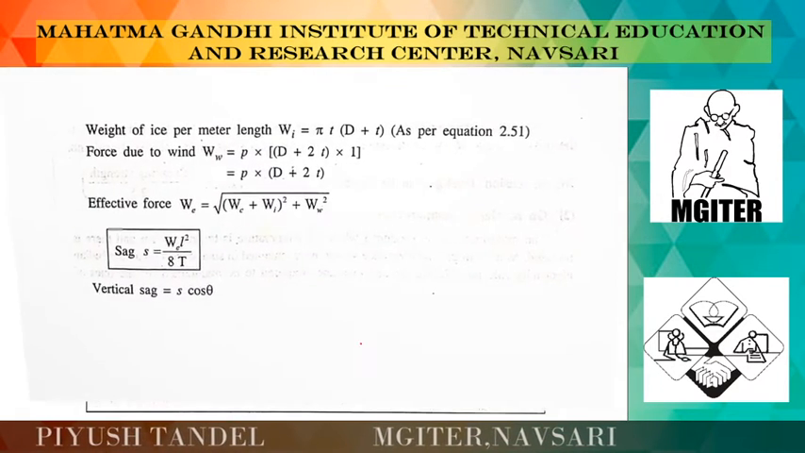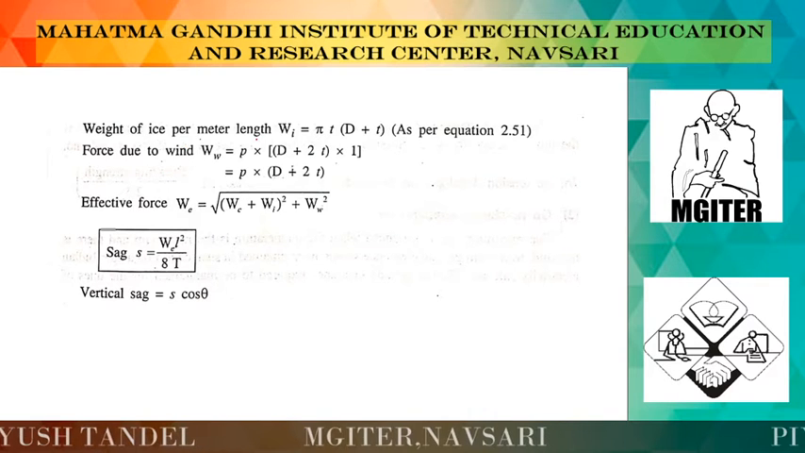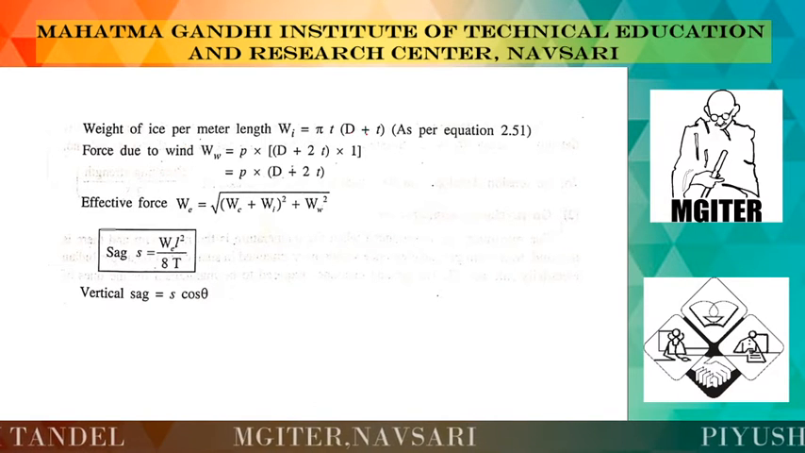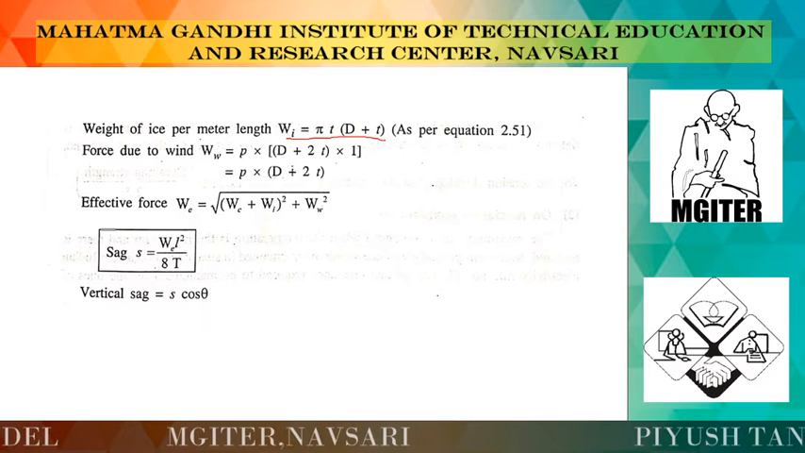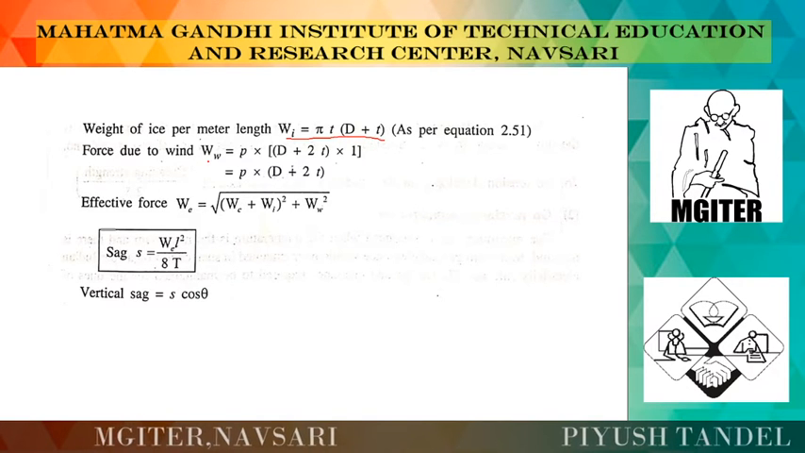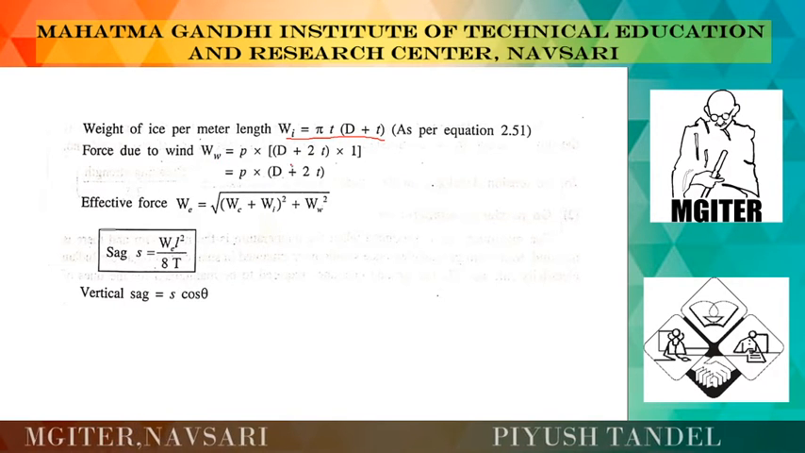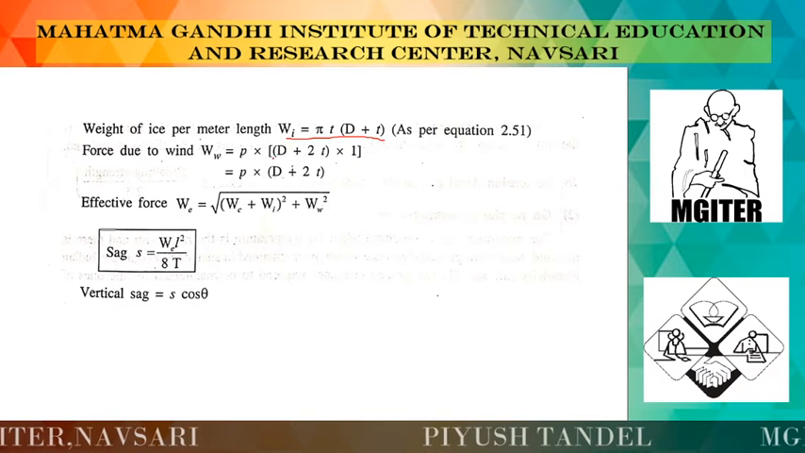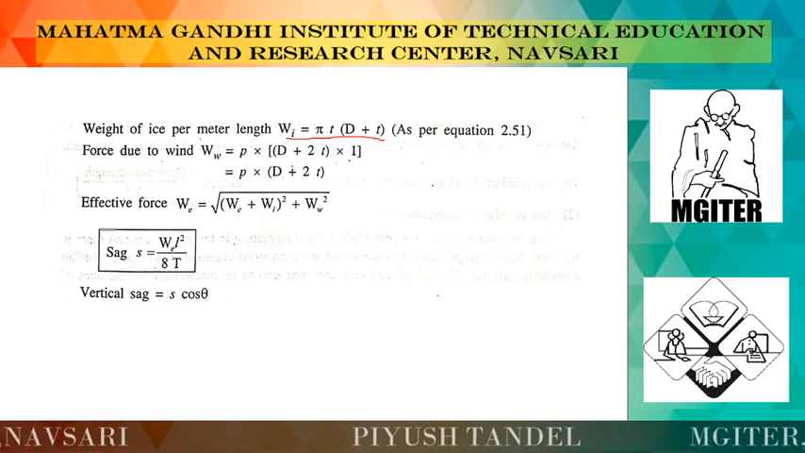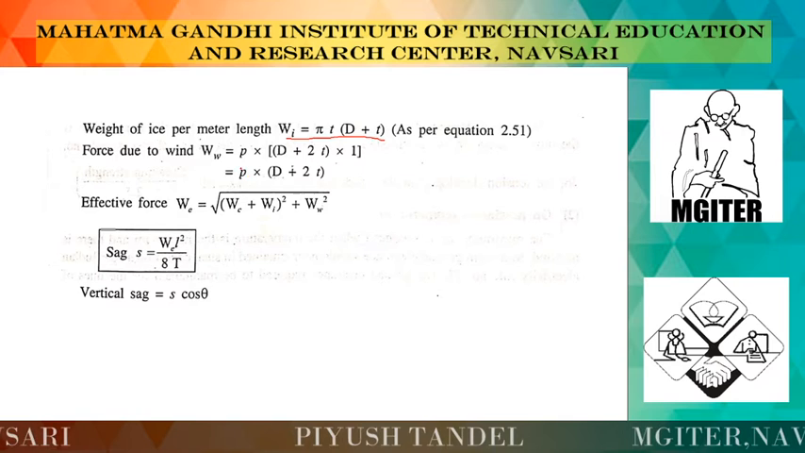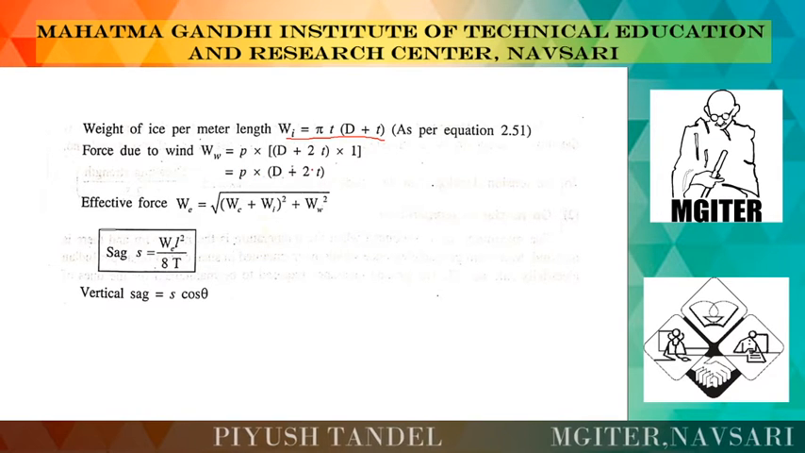And over here, this is the wind pressure, or we can say weight due to the wind. Now that equation is going to look like the weight of ice per meter, that is Wi, is equal to pi into T, D plus T, that we already derived in the first equation. And now the force due to the wind pressure is given as P into D plus twice T into 1. So we can simplify it as P into D plus twice T.